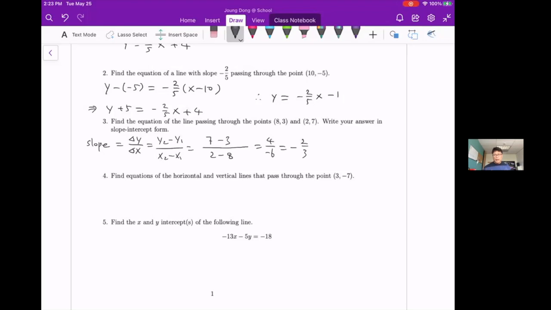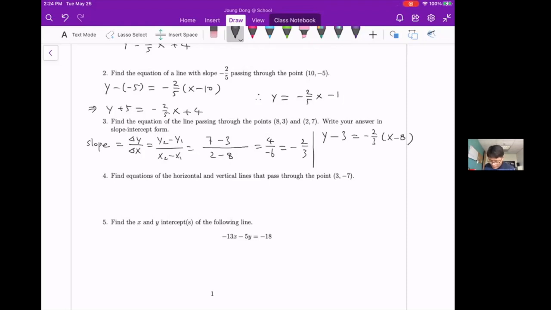Then we're going to use y minus y1 equals m times x minus x1, right? So let me separate it this way. y minus y1. Okay, for y1 and x1, you can choose any point. You can use (8, 3) or (2, 7). No matter what, you will get the same answer. Let me try to use (8, 3). Okay, y minus 3 is equal to negative 2/3 times x minus 8. Again, you can use (2, 7) instead of (8, 3).